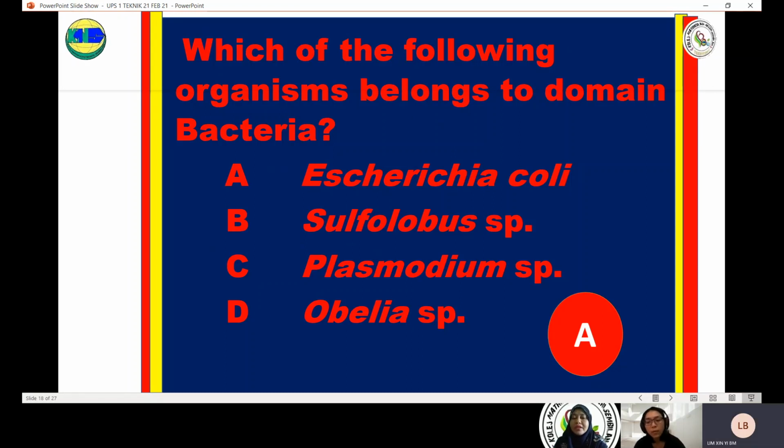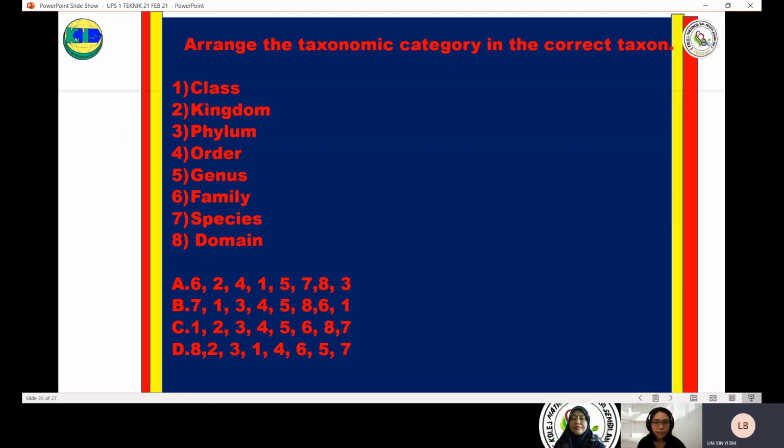This is like what I said just now also. You must know which phylum the name belongs to. For example, when you see Plasmodium species, you might get nervous: is it bacteria or what? But if you know Plasmodium species is under the kingdom Protista, phylum Apicomplexa, then you won't get confused anymore. Automatically you won't choose C and D. Okay, question 3.